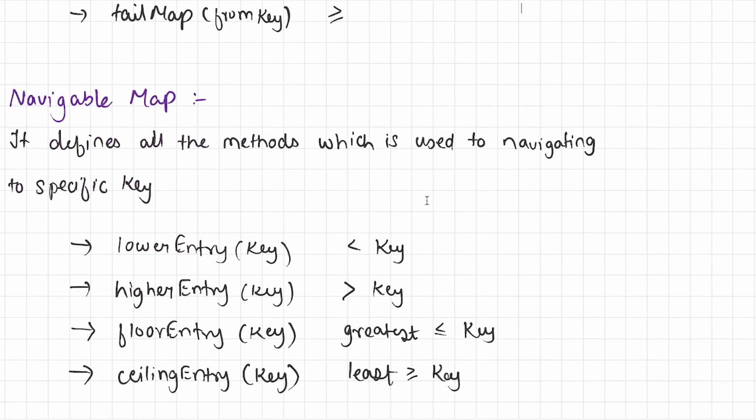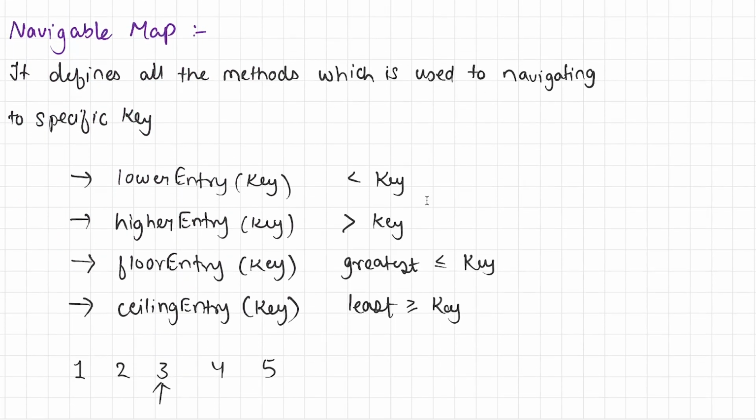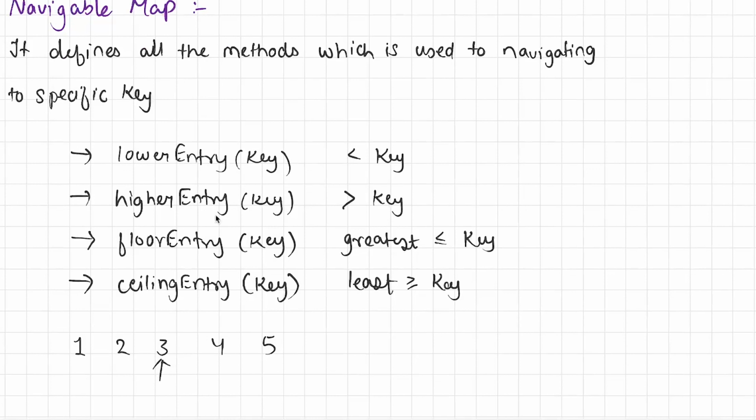Now let's move on to the next interface, that is the NavigableMap interface. NavigableMap defines all the methods which are used to navigate to a specific key. For example, there are 4 most commonly used methods of NavigableMap. The first one is lowerEntry, and this method takes a key as argument. It finds an entry whose key is less than the provided key. Similarly, the higherEntry method is used to find an entry whose key is greater than the provided key.